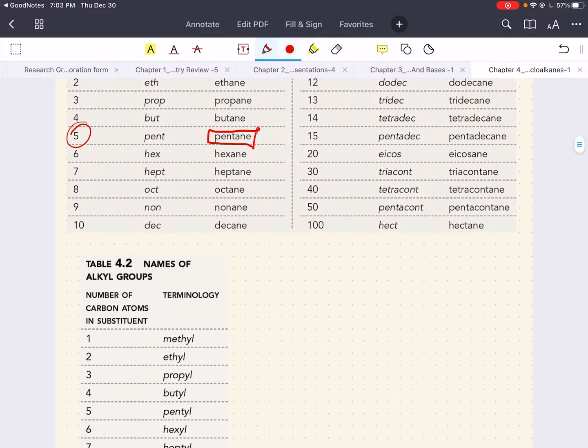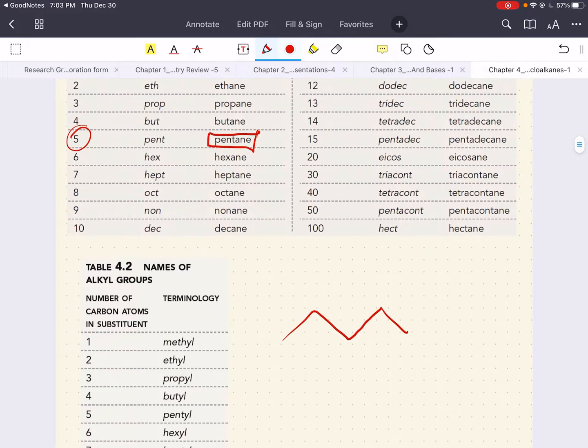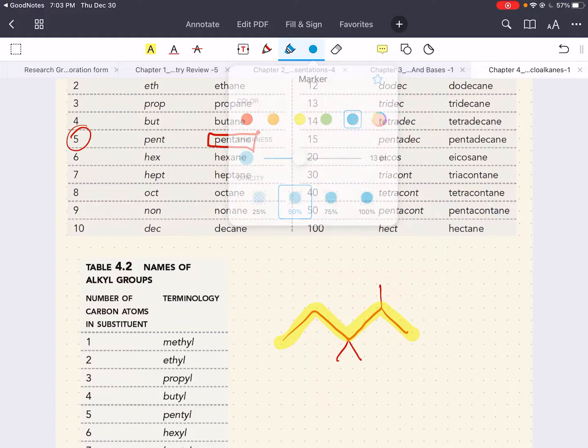Whenever you figure out your parent chain, cool, it's a 5 carbon chain. Just as an example, here's 1, 2, 3, 4, this is a 5 carbon chain. After we figured out this is our longest carbon chain, now it's time to figure out all the branches that are coming off of this parent chain. Here's our 5 carbon parent chain. It's the longest back-to-back carbon chain in this whole molecule. Now, what about the substituents coming off of it?